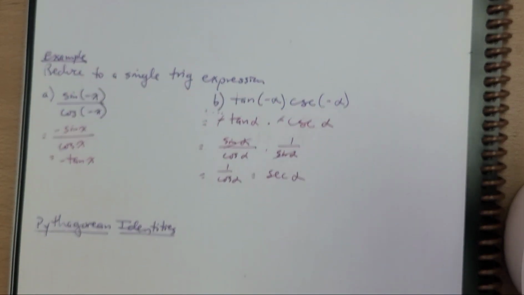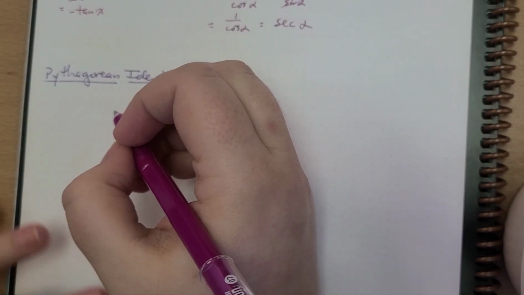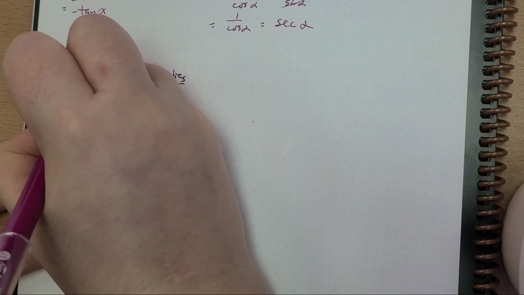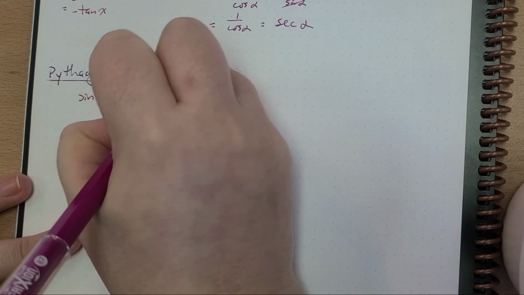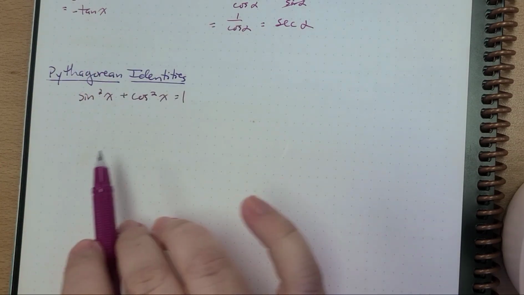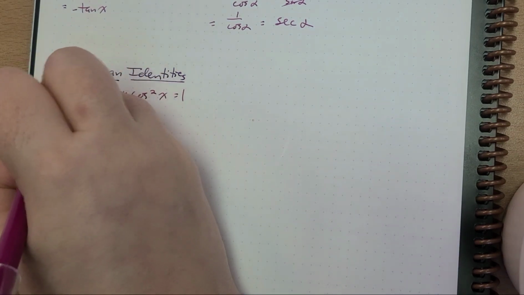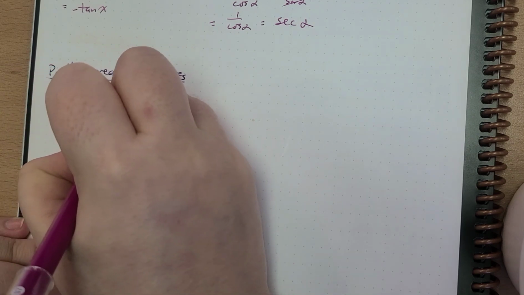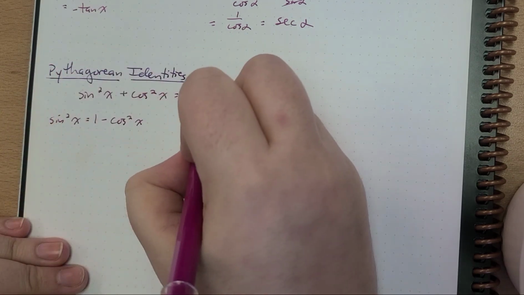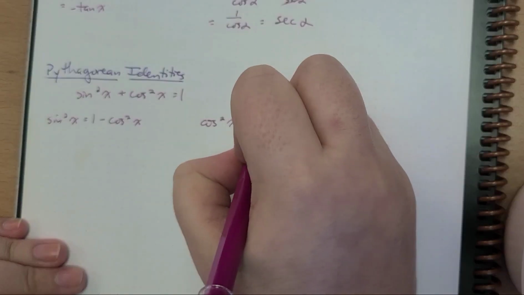Okay. So let's talk about our Pythagorean identities now. So the Pythagorean identities that we have, the first is that sine squared x plus cosine squared x is equal to 1. And this is the main one, the most important one. But we can also think of this as sine squared x is equal to 1 minus the cosine squared of x. Or we can think of it as cosine squared of x is equal to 1 minus sine squared x.